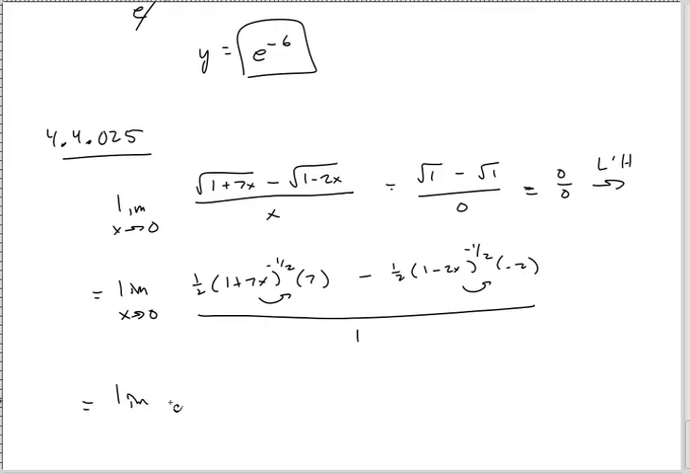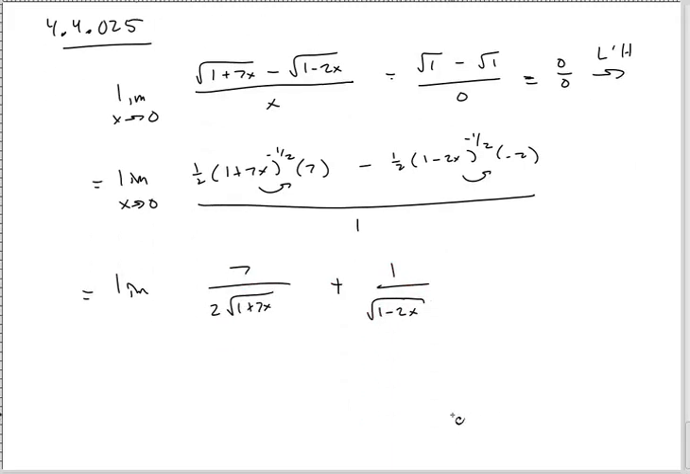Let's clean this thing up a little bit. So I've got 7 halves. Actually, let me rewrite it like this. I got 7, and I've got a 2 square root of 1 plus 7x. And then over here, the 2s are going to cancel, and the negatives are going to cancel. And so you basically just have the square root in the bottom, and that's it. Okay. Can I plug in my 0 now? Yeah. So plug in a 0, you get a square root 1 here. Square root of 1. And so I got 7 halves plus 1 is, I got 4.5 is my answer.